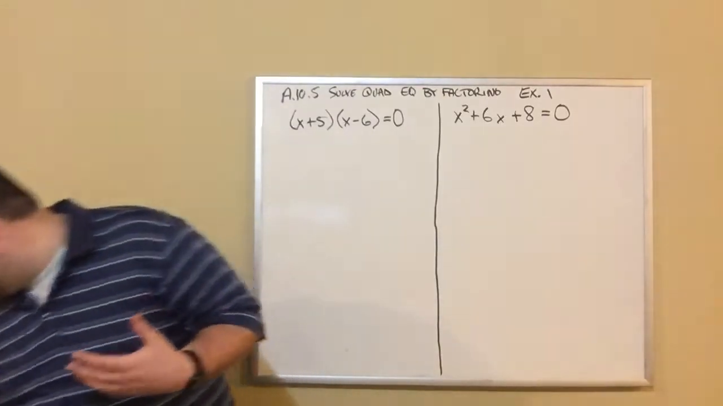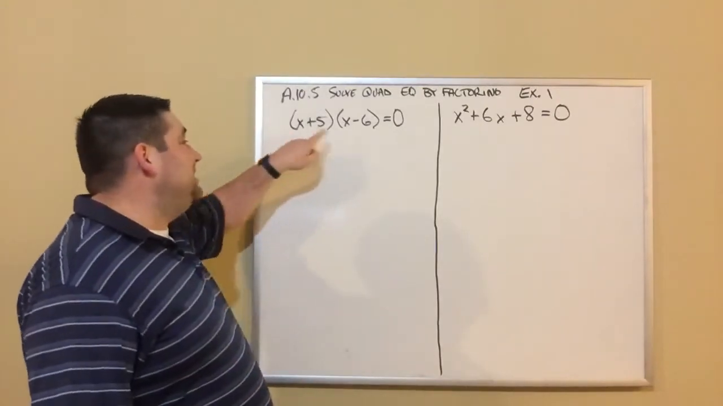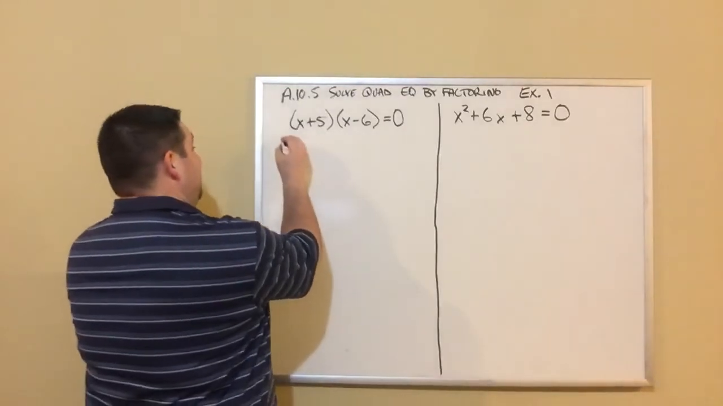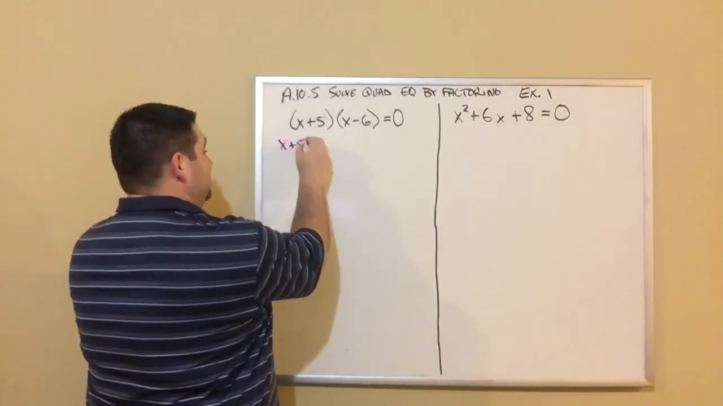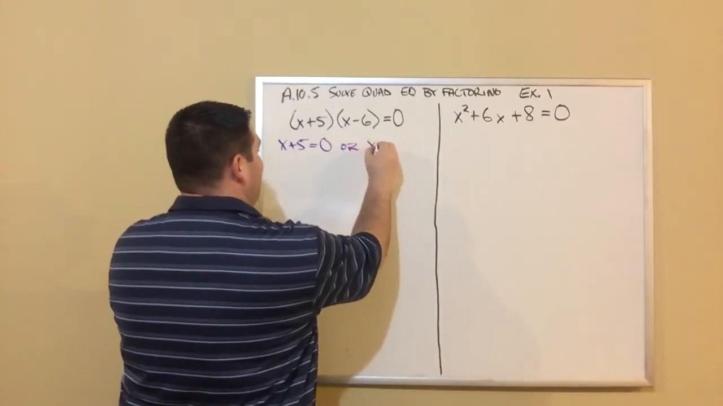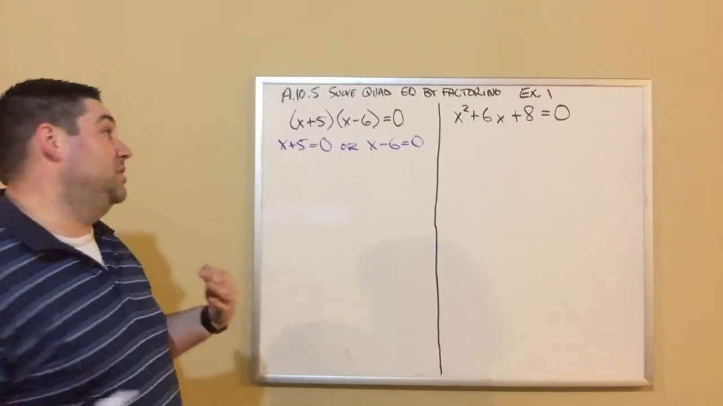So basically what we do is, let me get the right color here. So one of these has to equal 0. So what I'm going to do is I'm going to split this into two equations. I'm going to say either x plus 5 equals 0 or x minus 6 equals 0. And then I solve both of those equations.